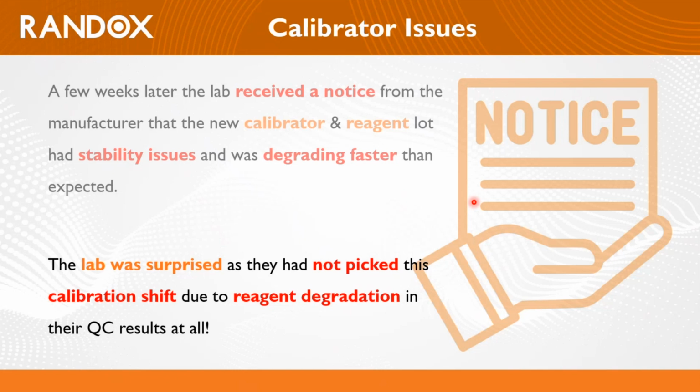So of course we told them, well, it's a first-party control, so you can see the reason why it's not picked up. First-party controls are not very good at identifying any problems with the reagent or the calibrator that's provided by the instrument manufacturer. So we recommended that they use our Immunoassay Premium Plus control for TSH.